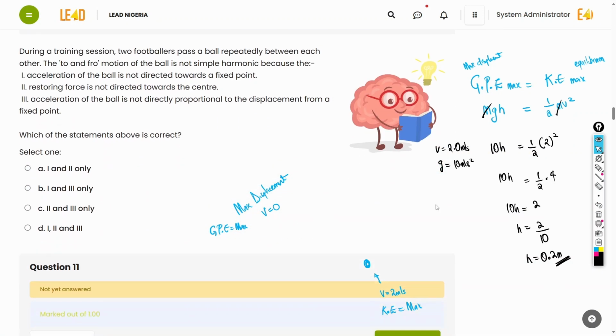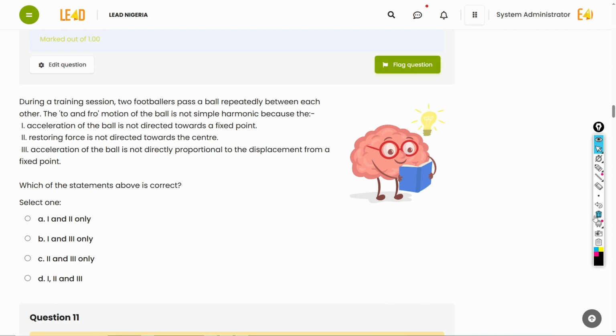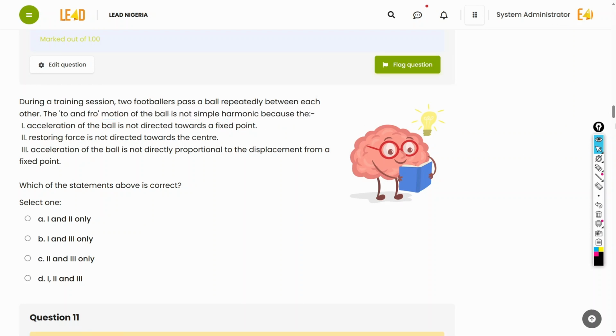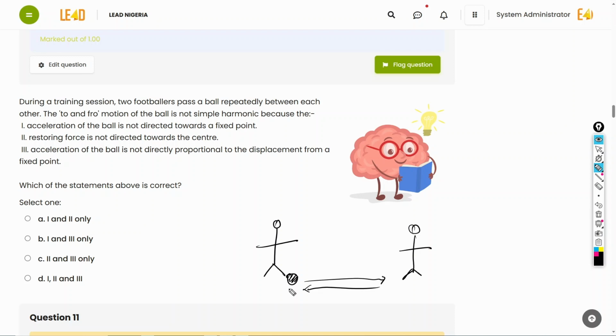All right. So question 10 says, during the training session, two footballers pass the ball repeatedly between each other. The to and from movement of the ball is not simple harmonic because... all right, so let's look at this. So two players are kicking the ball between themselves. I draw terribly, so just bear with me. So player 1 and player 2, and then they kick the ball between themselves, and then the ball just keeps on going back and forth, right? Back and forth. So that's the best illustration. So we can use this and see.